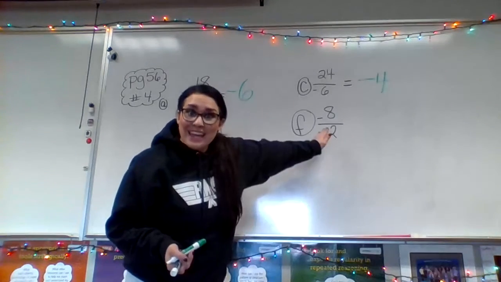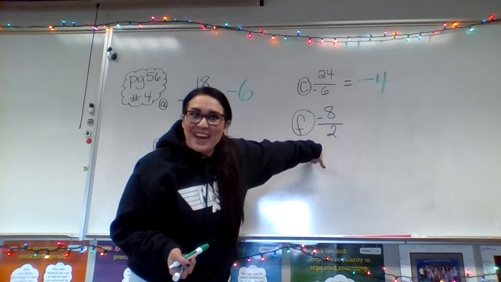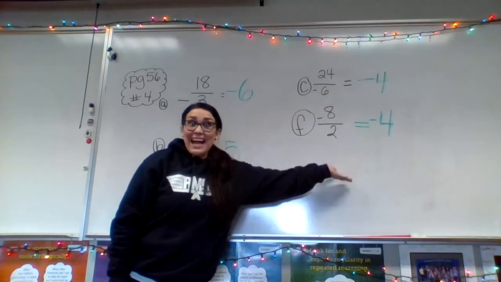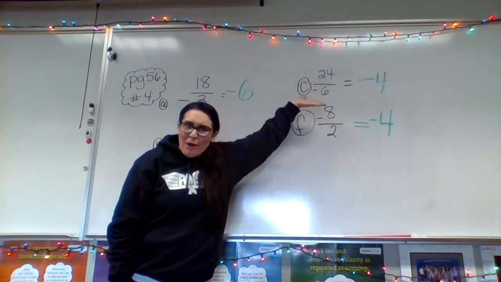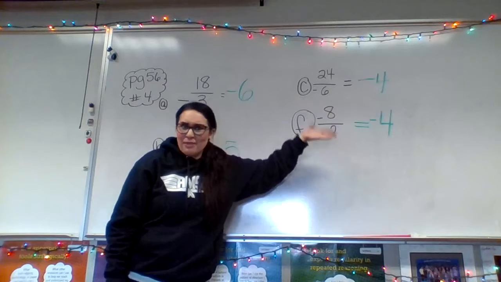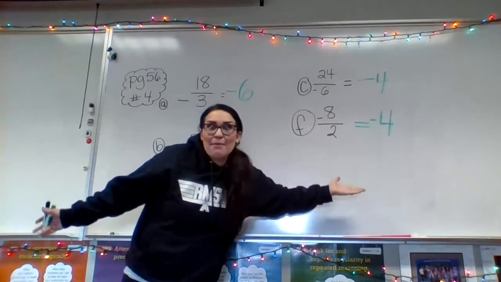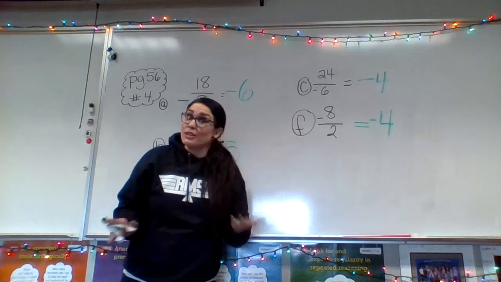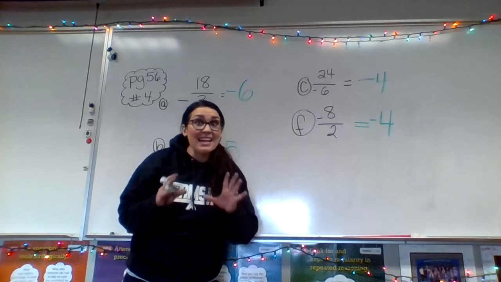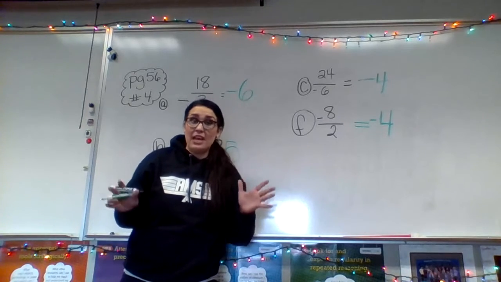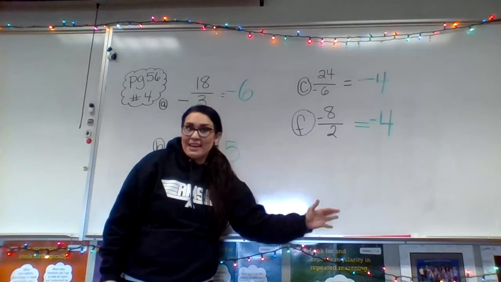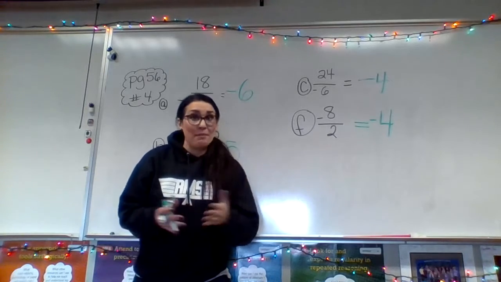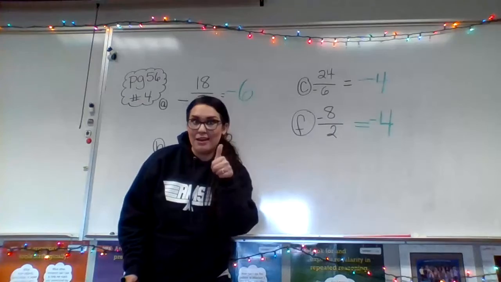So -8 divided by 2 is, ta-da, -4. Pretty cool that both of these problems look different, but they get the same answer, right? So again, -8 divided by a +2 is -4. So friends, that is really what lesson 1-8 goes over. It's just you're dividing again, but this time with integers. Remember those sign rules and you'll be all set.